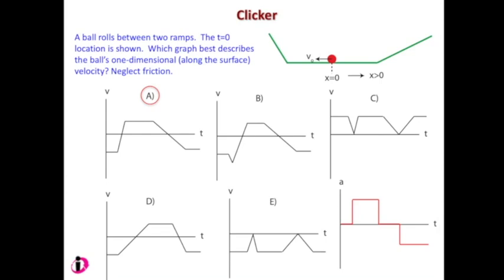So we want a higher magnitude of acceleration where the ramp is steeper, which is on the left. And what does a higher magnitude of acceleration mean? It means a steeper slope on our velocity graph. So A has the steeper slope on the left and the shallower slope on the right. So A is the answer.